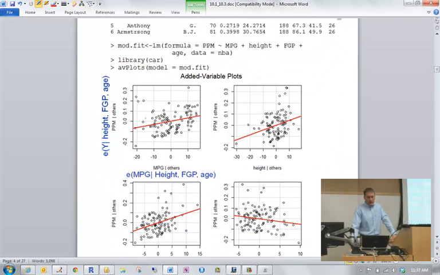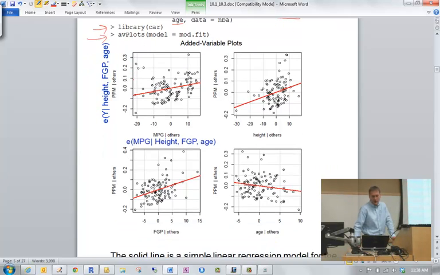In this particular case, the model I'm going to consider has all of our predictor variables in it except for FTP, because we found in Chapter 9, which was Step 2 of the model building process, it didn't look like FTP was going to be helpful. So we used the model that has 4 variables in it. We put the results into mod.fit using the lm function. We call the car package, and then we simply say avPlots(mod.fit), and this is what we get.